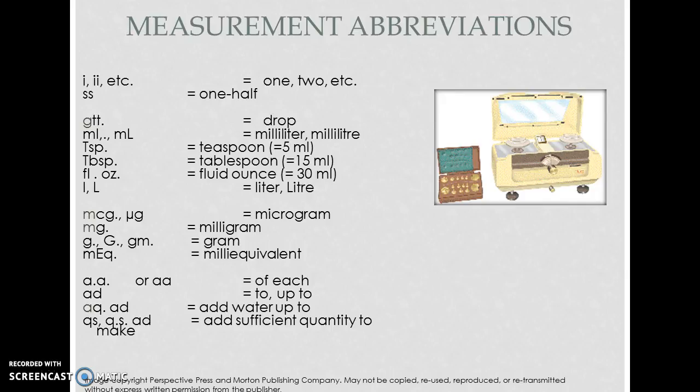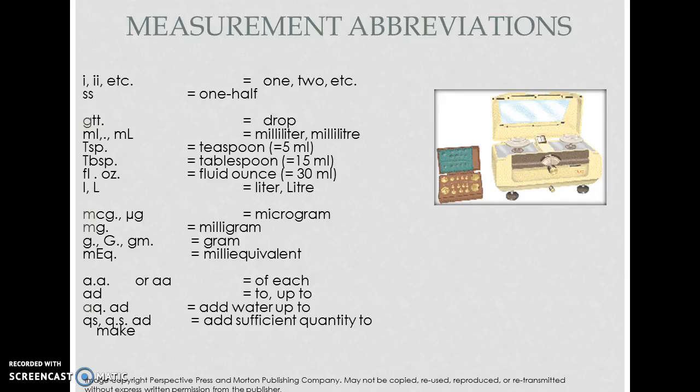Other measurement abbreviations that you may see. Small i, ii, etc. SS, 1/2. GTT is drop. ML is milliliter. TSP is teaspoon, which is equal to 5 milliliters. We did some of that during our calculations. Tablespoon is 15 milliliters. Fluid ounce is equal to approximately 30 milliliters. And then you see an L, which means liter.